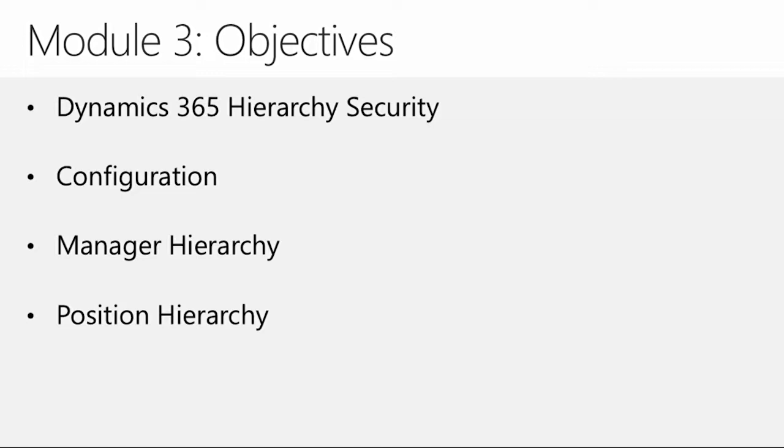We'll talk a little bit about how it's configured and what some of the options are for configuration. And then we'll talk about the two options that play in when you start talking about hierarchical security, and that's the managerial security as well as the positional security. Each one of those can be used to extend your existing security structure and accommodate a few more options as you're moving forward.